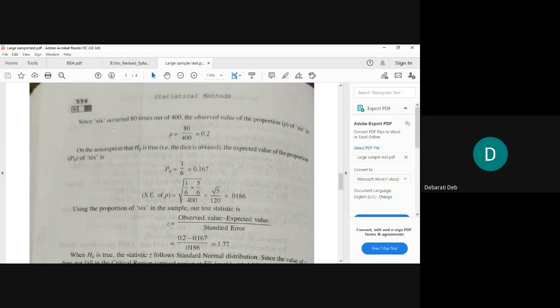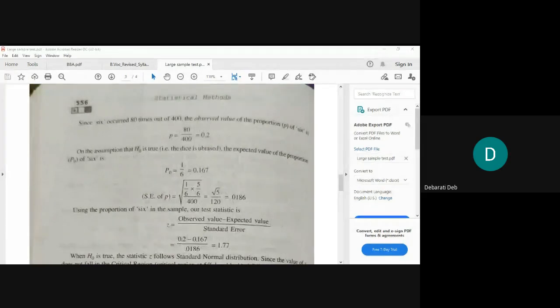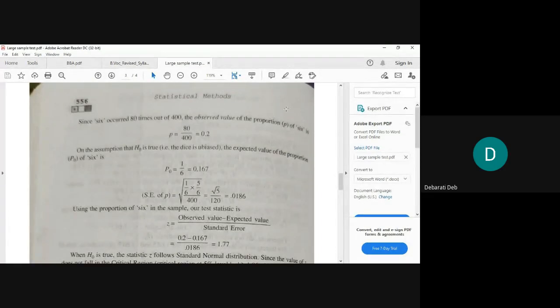Okay, so write down this line: since 6 occurred 80 times out of 400, the observed value of the proportion P, small p. This is called the observed value.